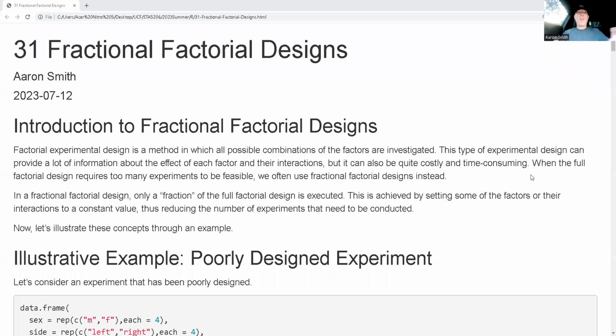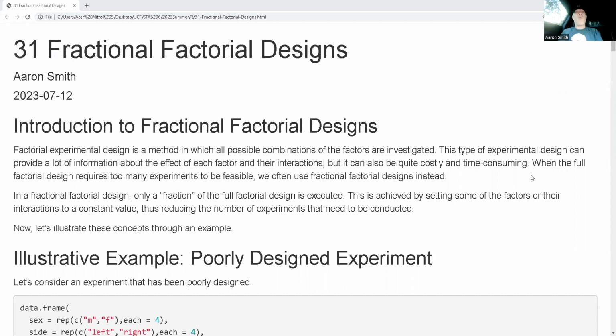Hi, in this video, we want to take a look at fractional factorial designs. In full factorial designs, we're going to collect data on all possible combinations of all of our variables. Now this is the ideal. This is what we want to have.